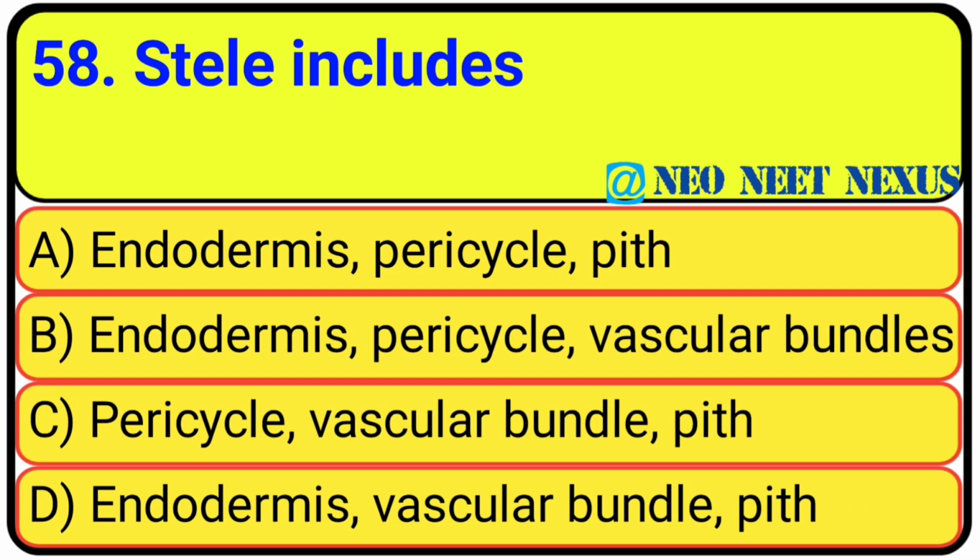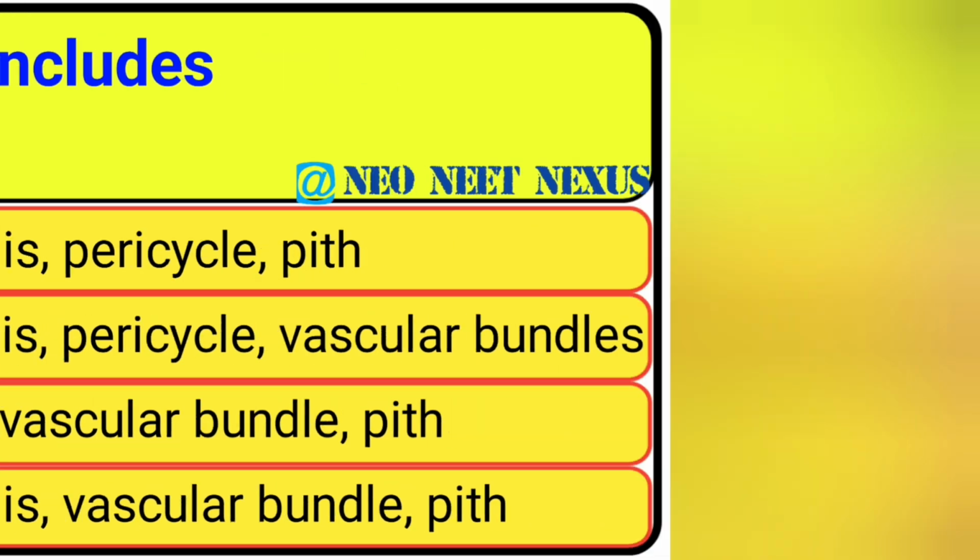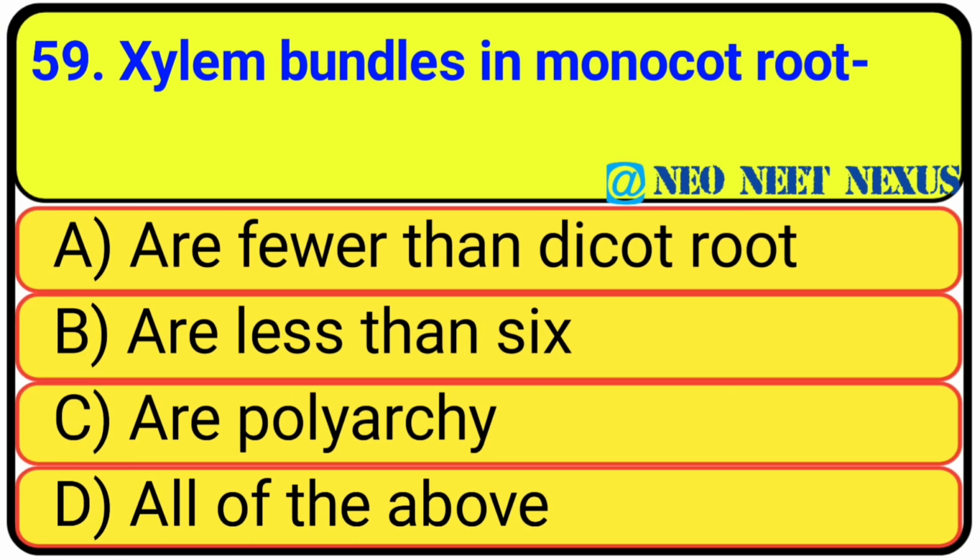Next, stele includes A. endodermis, pericycle, pith, B. endodermis, pericycle, vascular bundles, C. pericycle, vascular bundle, pith, D. endodermis, vascular bundle, pith. Correct answer is option C, pericycle, vascular bundle, pith. Next, xylem bundles in monocot root A. are fewer than dicot root, B. are less than 6, C. are polyarch, D. all of the above. Correct answer is option C, are polyarch.